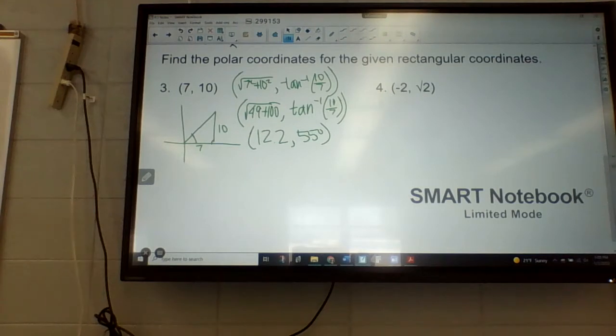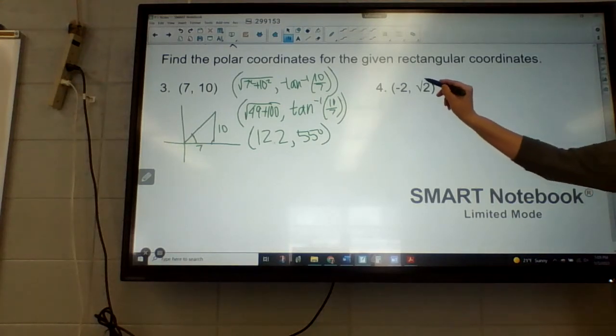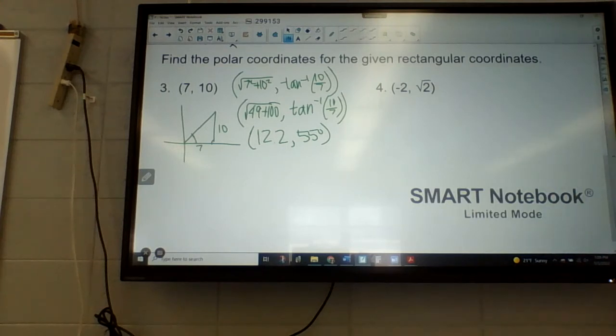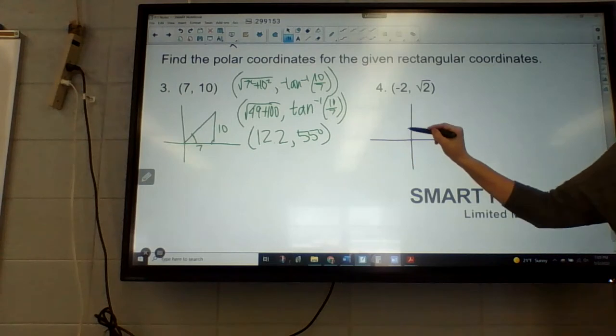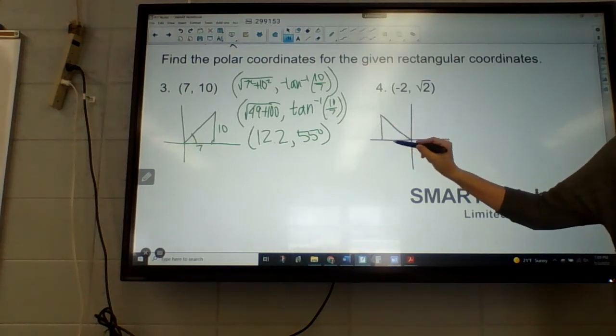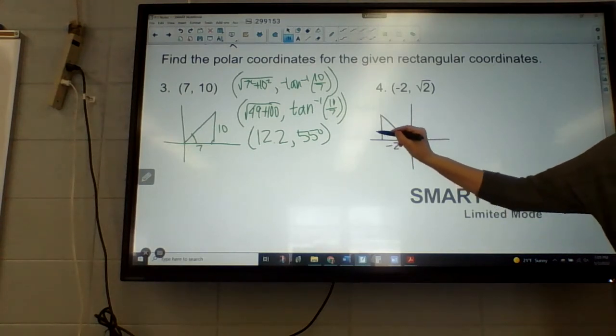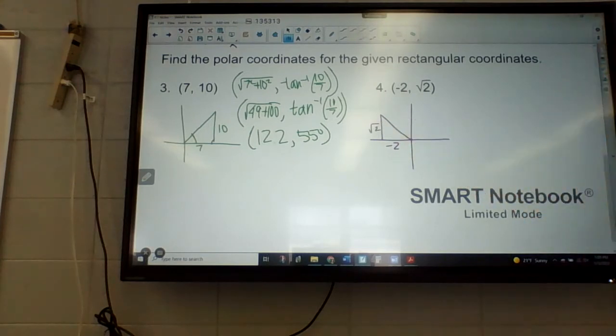So I'm going to warn you guys, this next one is not going to turn out as nice when you try to do this. So we need to take a minute to make sure this makes sense. So -2, and this should be square root of 2 here. What quadrant would we be in? The top left. So second quadrant. Because the x would be -2, this would be square root of 2 because we're going positive.